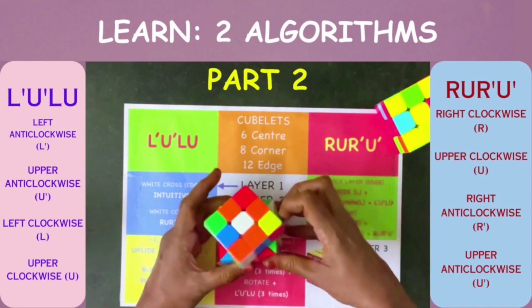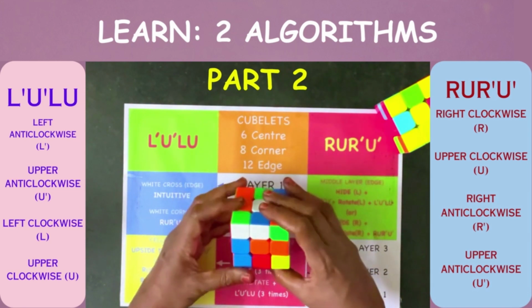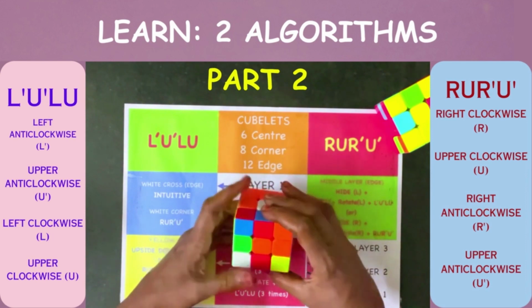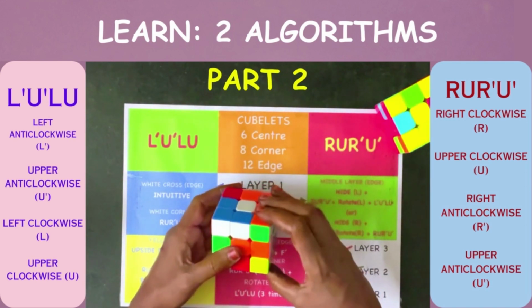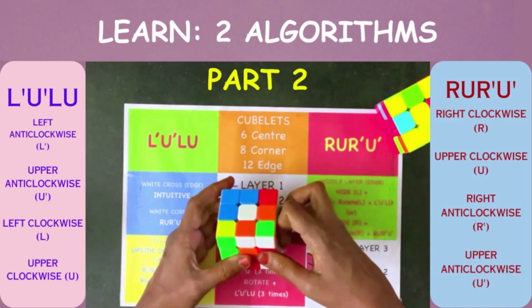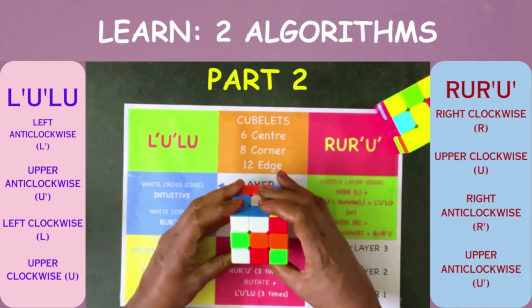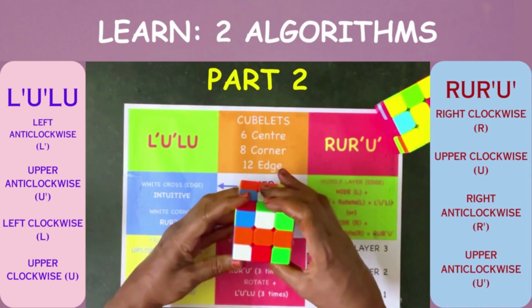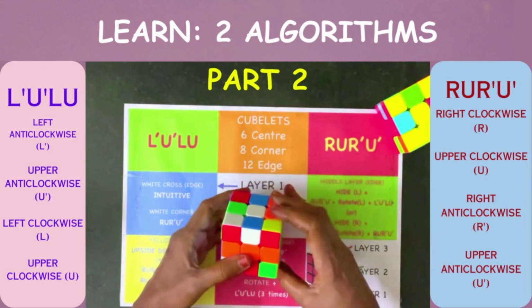R, U, R prime, U prime. L prime, U prime, L, U. Once again, R, U, R prime, U prime. Left algorithm: L prime, U prime, L, U.